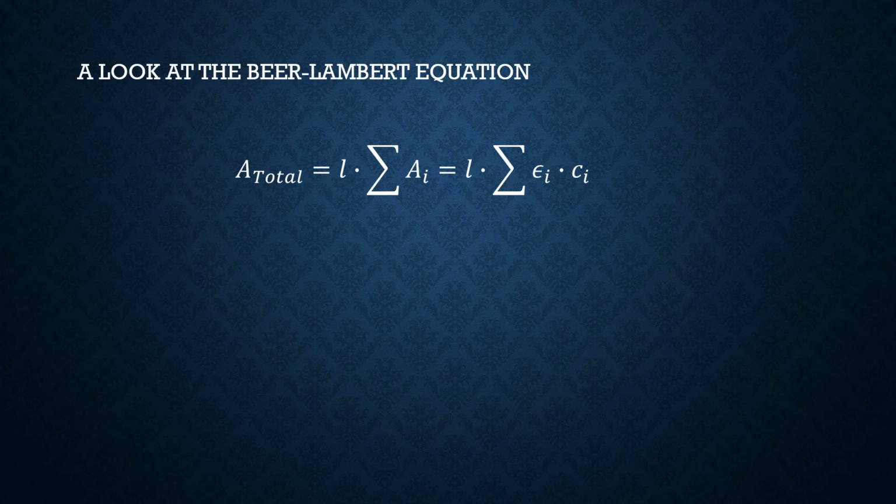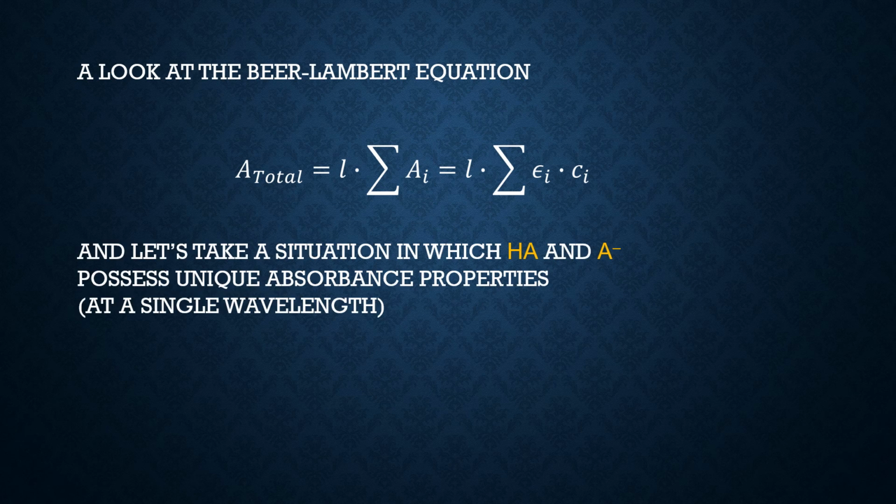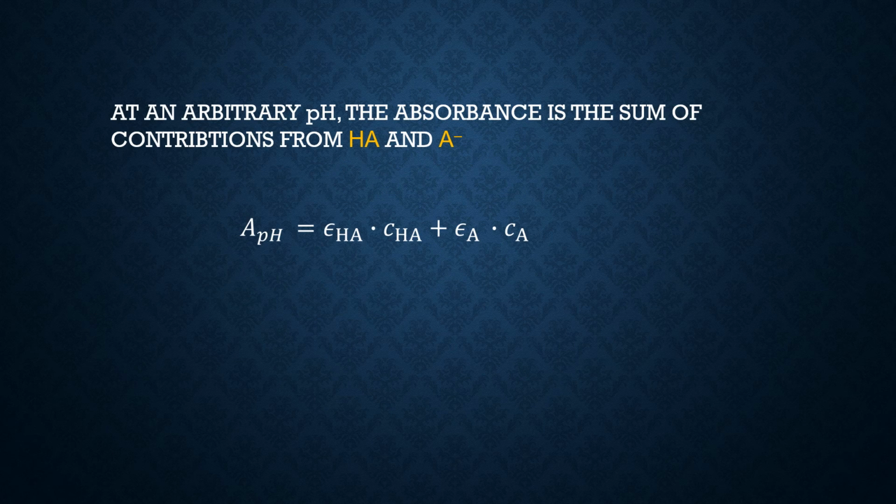So just recalling that in the Beer-Lambert equation the absorbances of multiple species in solution are additive. I'm going to factor the path length because that's not going to change in the course of this series of experiments, and ultimately I'm just going to drop it. So if I have a situation in which HA and A possess unique absorption properties, and again we're assuming there's a single wavelength involved, I have the following representation, which I would add to give the total absorbance for the measurement at a given pH.